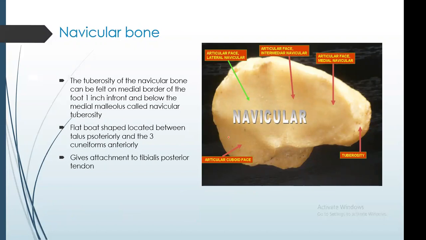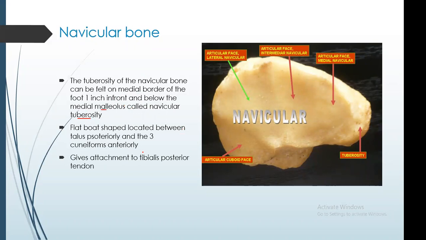Now comes the midfoot bones, the navicular bone. The tuberosity of the navicular bone can be felt on the medial border of the foot, 1 inch in front of the ankle and below the medial malleolus, called the navicular tuberosity.